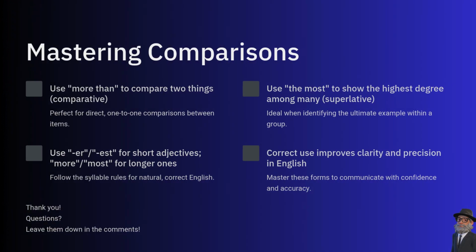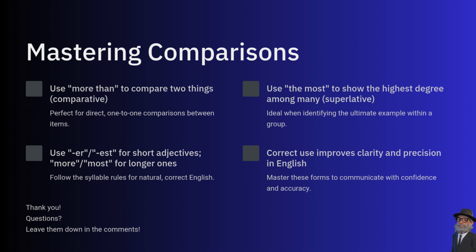Mastering comparisons. Use "more than" to compare two things. Comparative: perfect for direct, one-to-one comparisons between items. Use "-est" for short adjectives, "more, most" for longer ones. Follow the syllable rules for natural, correct English.